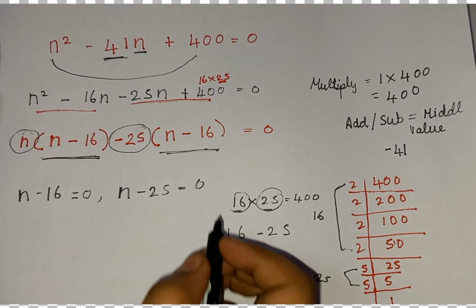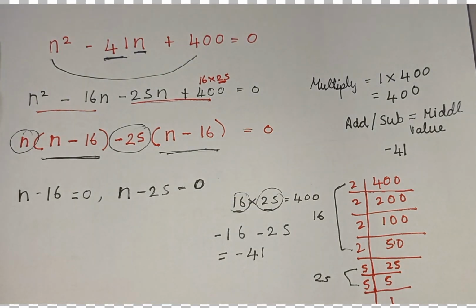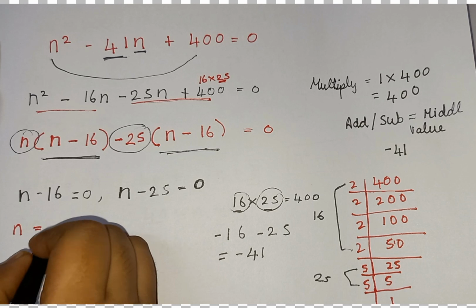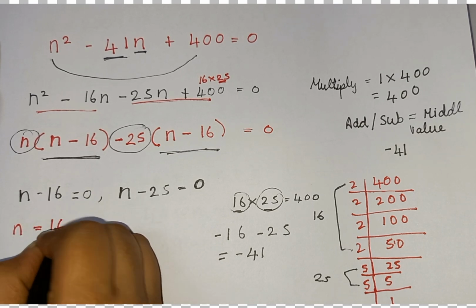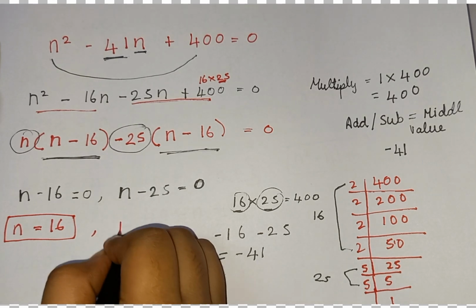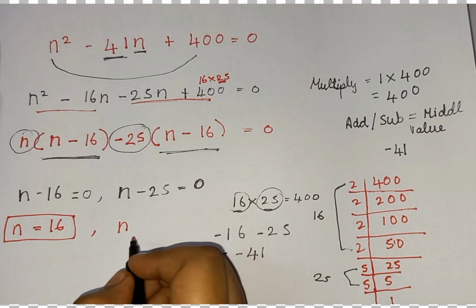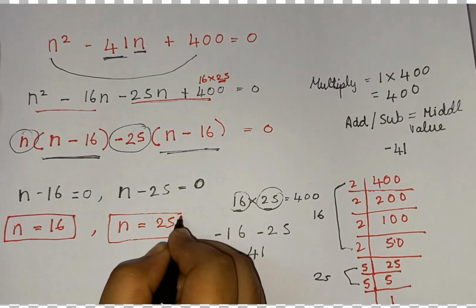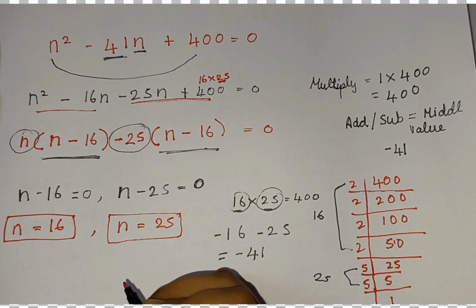This is 0, not 6. Now n is equal to minus 16. When it goes to that side, it changes into plus 16. So now we got an n value, and here n is equal to minus 25. When it goes to that side, it changes into plus 25. So we got the n value. Oh my gosh, we got 2 n values.